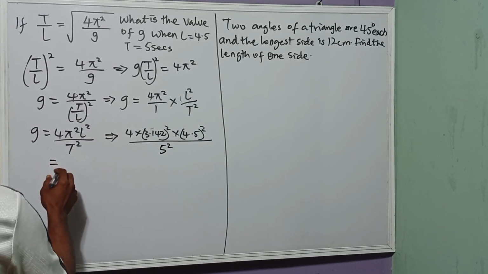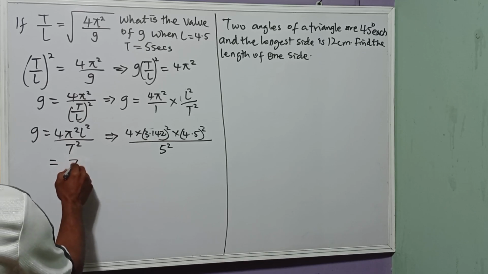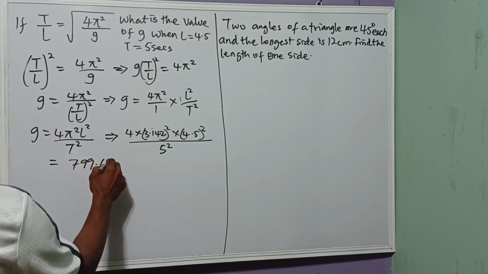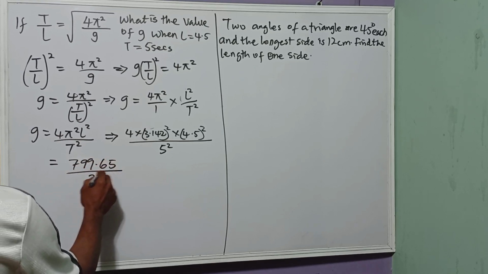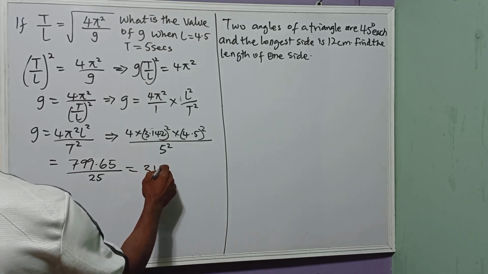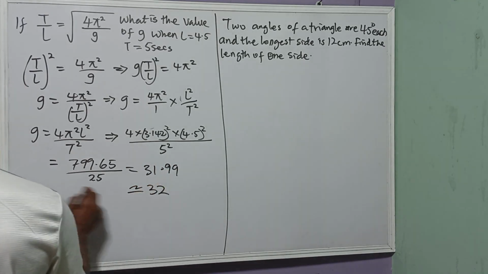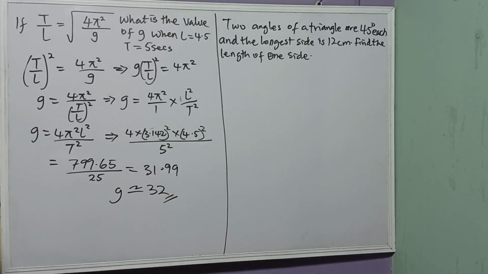Now, if we multiply this, we'll be having 3.142 squared times 4.5 squared times 4, which would give us 799.65 all over 25. Now, divided by 25 would give us 31.99, which is approximately 32. So our g will be 32. The value of our g would be 32.